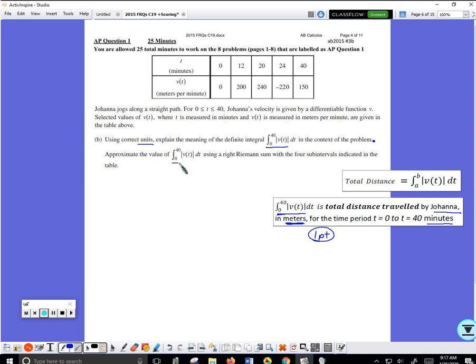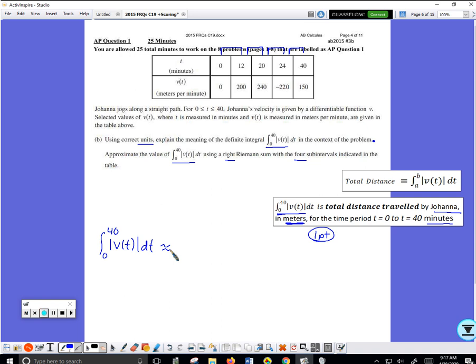Approximate the value of this integral using a right Riemann sum with the 4 subintervals indicated by the table. So here we go. 1, 2, 3, 4. So I always write down the integral. So the integral goes from 0 to 40, and I'm integrating the absolute value of the velocity. Approximately, because it's a Riemann sum.